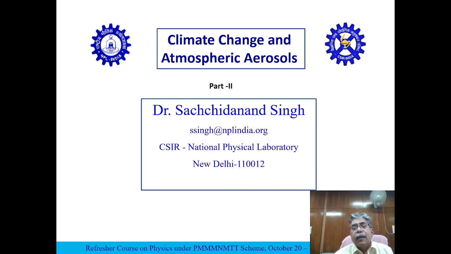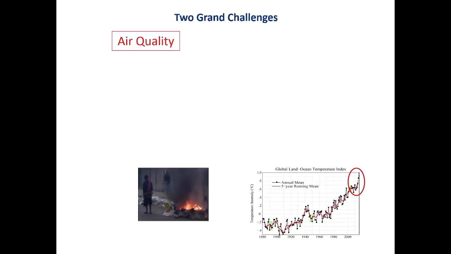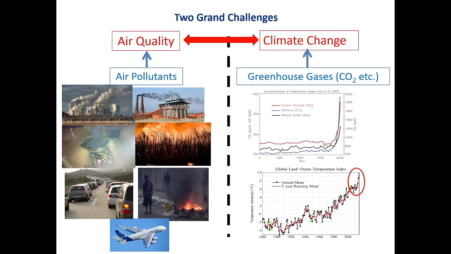So to start, we can see that there are two grand challenges in terms of climate change and pollution. One of them is air pollutants, and the other is greenhouse gases. As we have seen, these two are the major contributors to climate change.